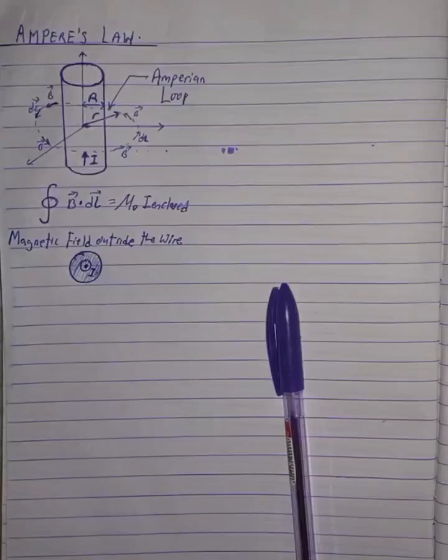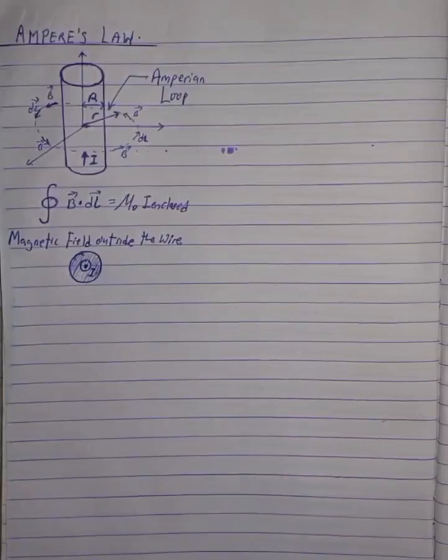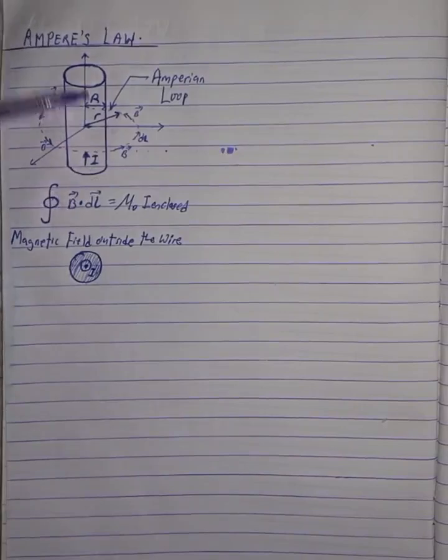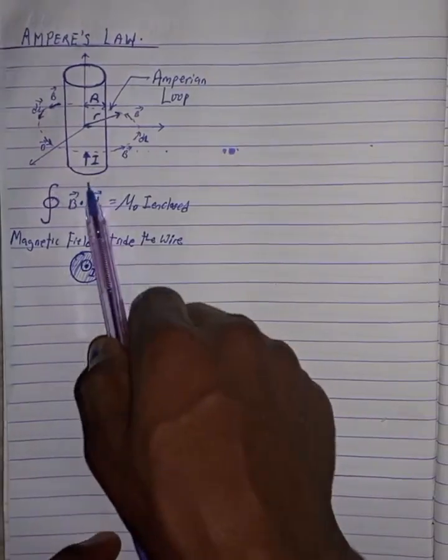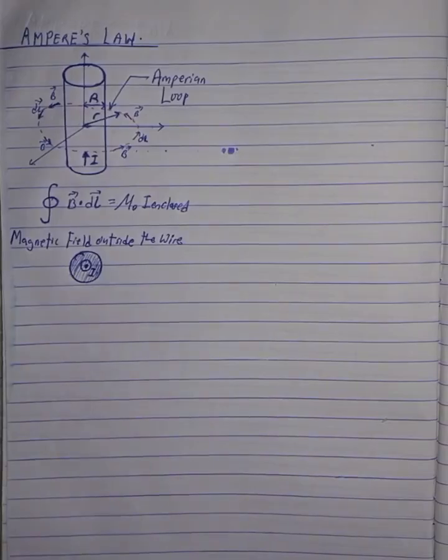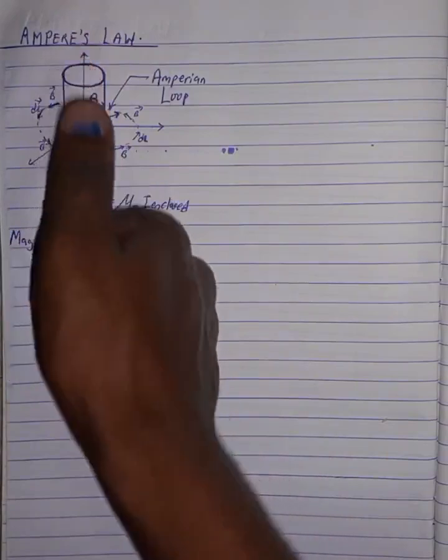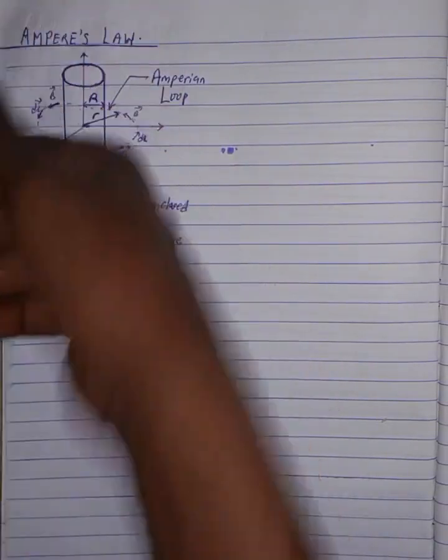Now let's consider Ampere's law in this video. Consider an infinitely long wire in which current flows through the wire this way. Now remember our right hand rule. Whenever current flows this way and I place my thumb towards the direction of the current, know that the magnetic field will move along this direction.